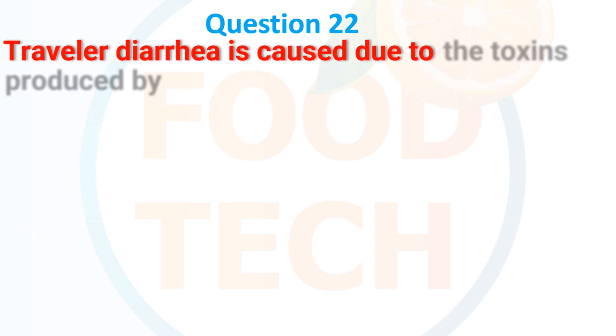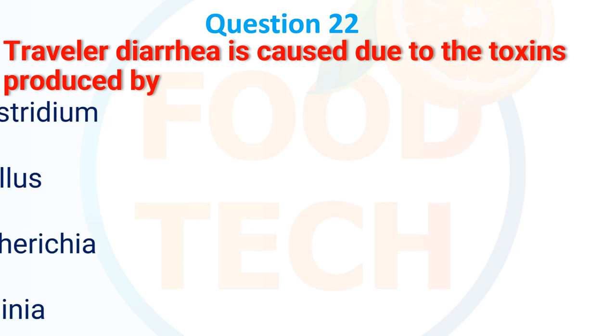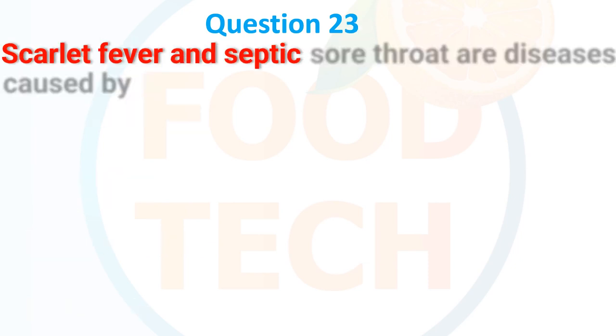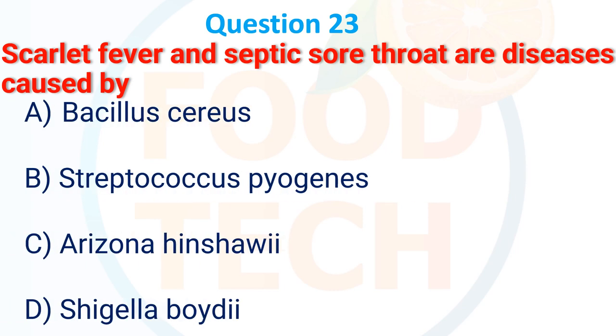Traveler's diarrhea is caused due to the toxin produced by A. Clostridium, B. Bacillus, C. Escherichia, D. Yersinia. The answer is C. Escherichia. Scarlet fever and septic sore throat are diseases caused by A. Bacillus cereus, B. Staphylococcus pyogenes, C. Arizona hinshawii, D. Shigella boydii. The answer is Staphylococcus pyogenes.